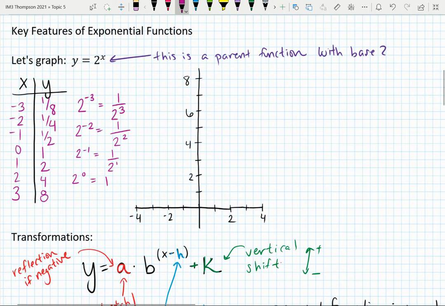Okay, go ahead and plot those points. Negative 3, up an eighth. Negative 2, up a quarter. Let's see, that's 1, that's a half, that's a quarter. Negative 1, up a half. 0, 1. Make sure you're not just counting my boxes unless you're using the same scale I am. 1, 2. 2, 4. 3, 8.